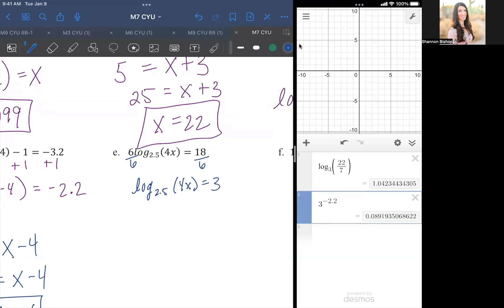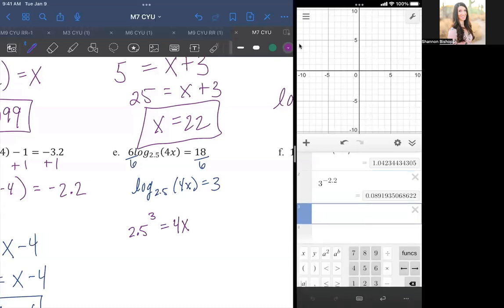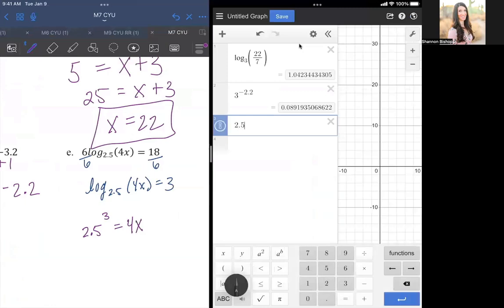And now if you're feeling stuck, that's because it's ready to be inverted. You have your base, you have your result, you have your exponent or your power. And so now we're going to write it in its inverse form. The base is 2.5, the power is 3, and the desired result is 4x. So what is 2.5 to the power of 3? Well, let's find out. 2.5 to the power of 3 is 15.625.